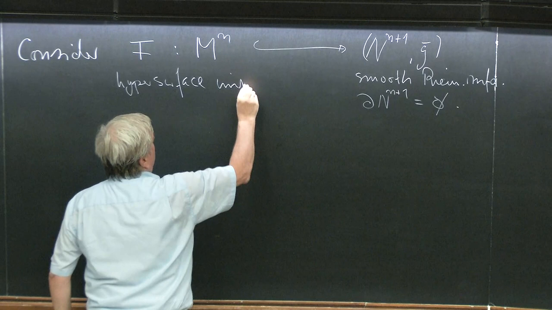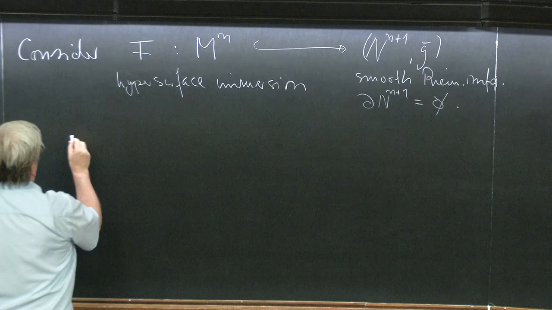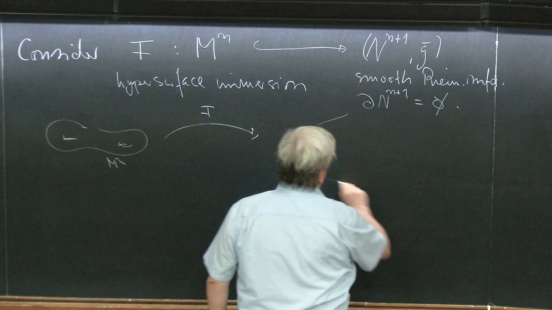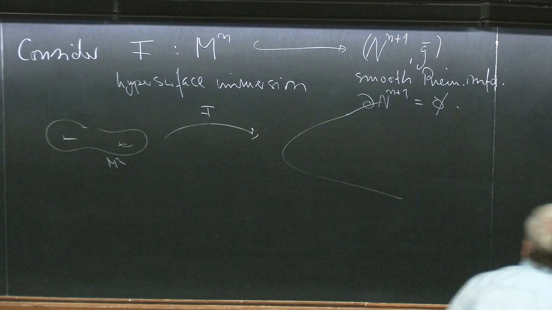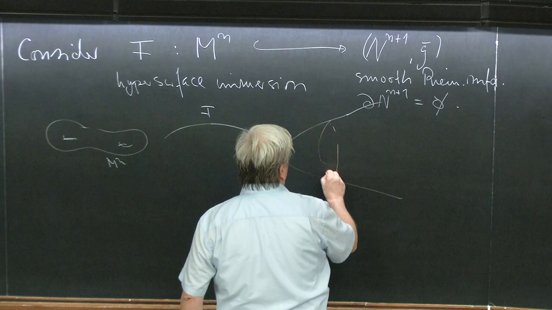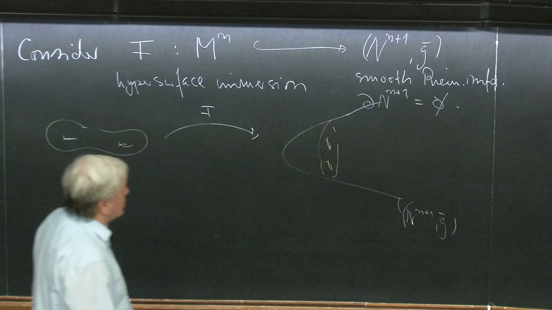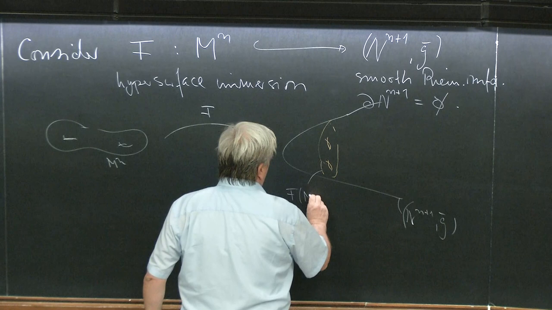and the picture you should have in mind is that there's this manifold Mn, and you have this map F into this Riemannian manifold, and here you have the image of the hypersurface, the image of the manifold sitting in here as a hypersurface, and this is Nn plus 1. And in here, you have the image F of Mn.